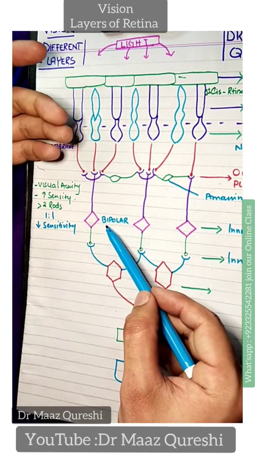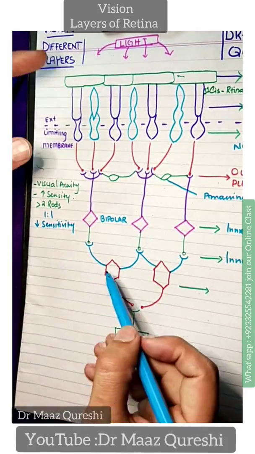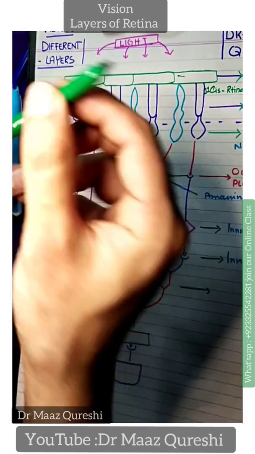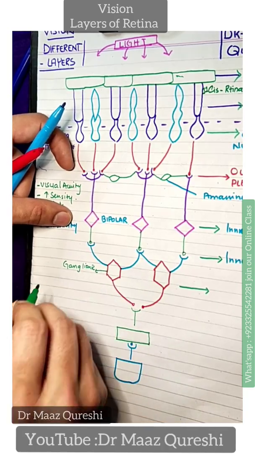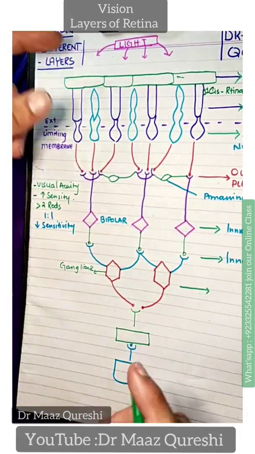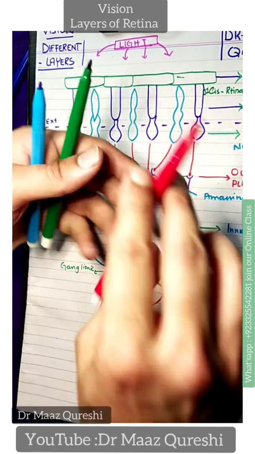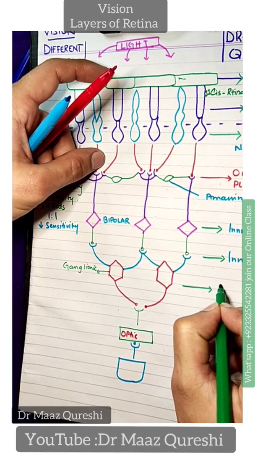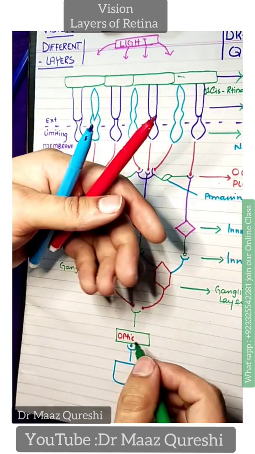So what happens is that more than one bipolar cells synapse on the ganglionic cells, as you can see the heptagon or the pentagonal shape here. So you have ganglionic cells. These are your ganglionic cells. All right, and then of course more than one ganglionic cells make up an optic nerve. Here I just missed inner plexiform layer, then we have ganglionic layer, then we have of course optic nerve.